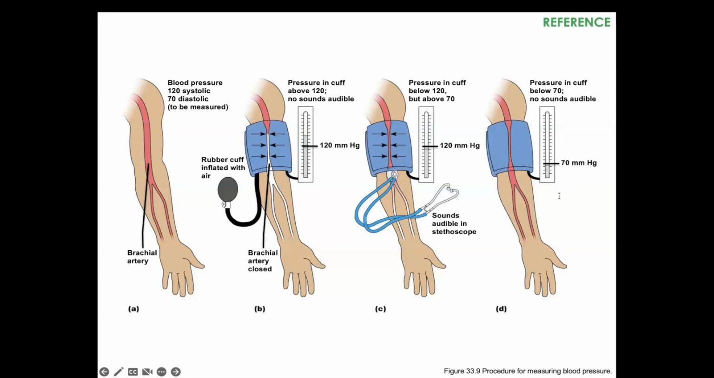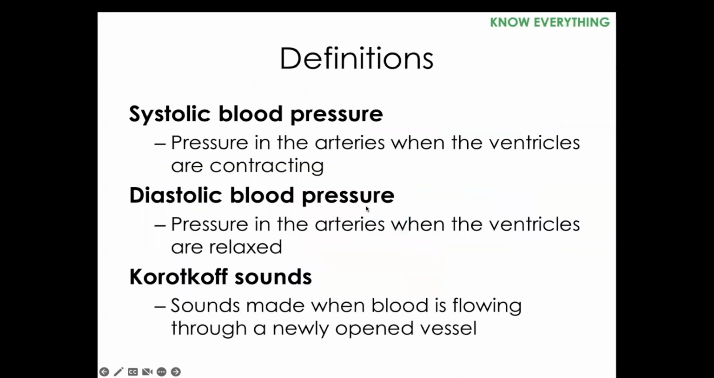So again, systolic blood pressure is the pressure in the arteries when the ventricles are contracting. Diastolic blood pressure is the pressure in the arteries when the ventricles are relaxed. And then Korotkoff sounds are sounds made when blood is flowing through a newly opened vessel.